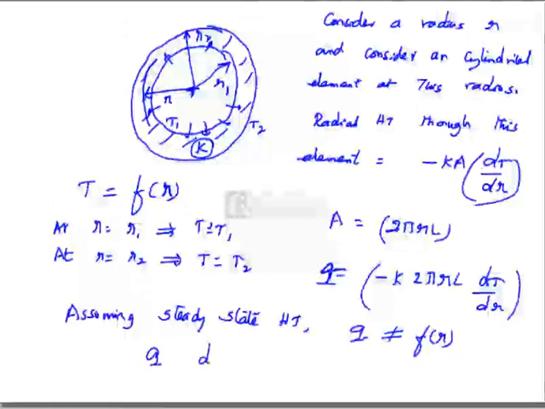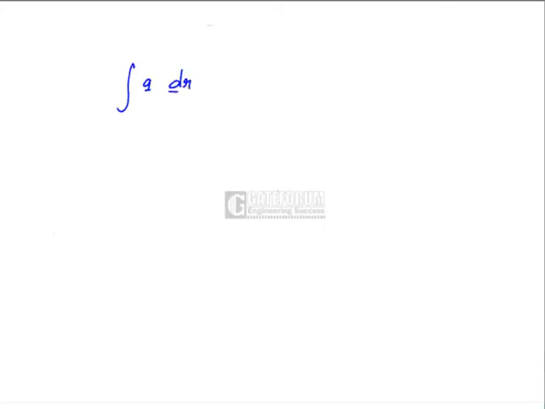So in this Fourier law, there are only two variables, temperature and radius. Separating the variables, we get Q into dr by R is equal to minus 2 pi KL into dT. Now, integrating the equation on both sides, R1 to R2 are the limits of R, and the respective limits of temperature are T1 and T2. No constant is required because it is a definite integral with limits.